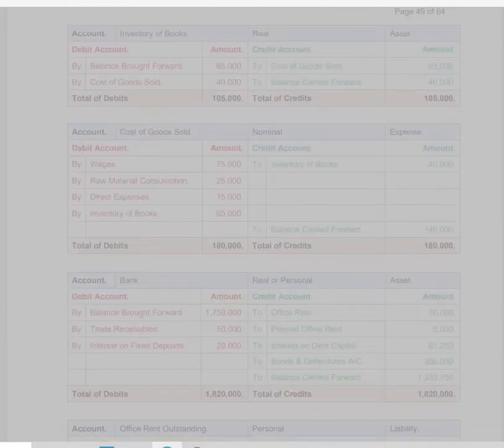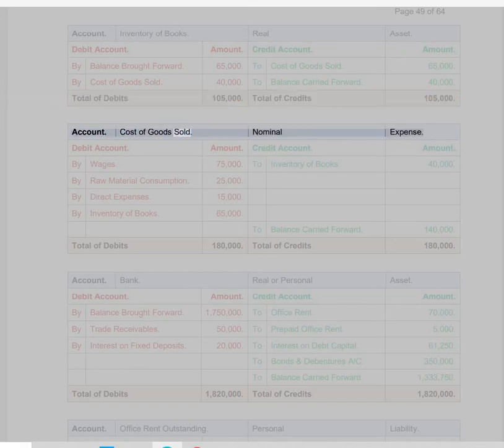Page 49 of 64. Account: Inventory of books. Real asset. Debit account, amount, credit account, amount. By balance brought forward, 65,000. To cost of goods sold, 65,000. By cost of goods sold, 40,000. To balance carried forward, 40,000, total of debits 105,000. Total of credits 105,000.